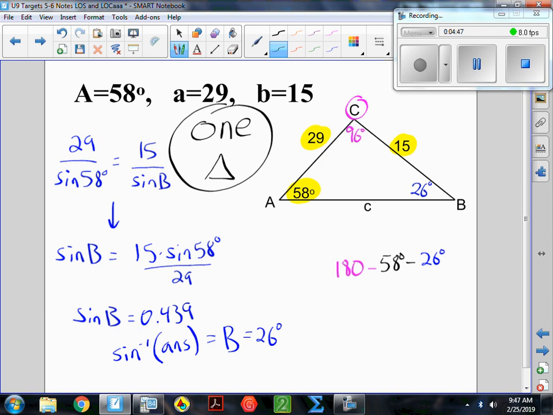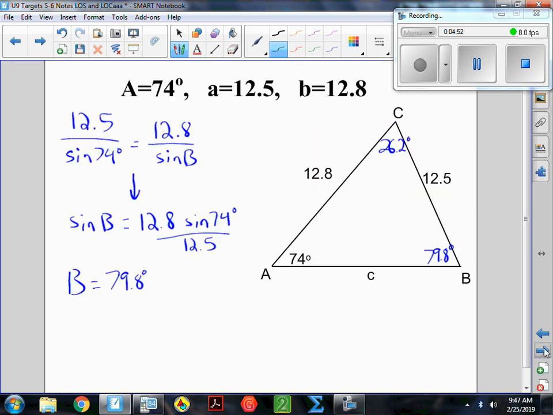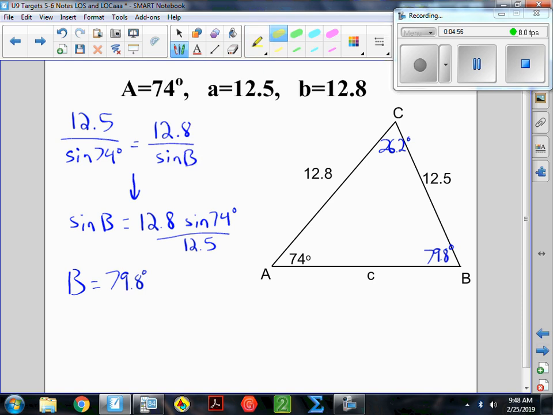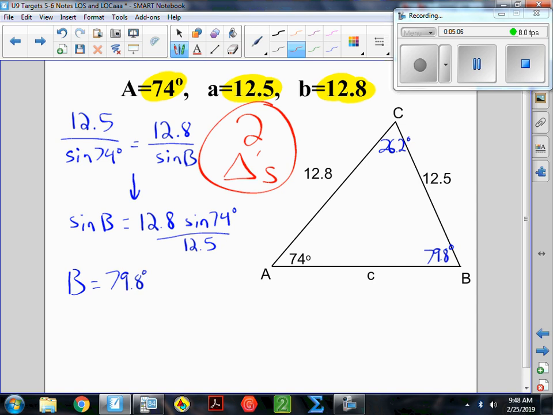Now that seems weird because every problem we've done has always given you one triangle. But on this second problem, the given information that I have, the 74 degrees, the 12.5 and the 12.8, are actually going to give me 2 triangles. And that's what's weird. So I'm going to show you where that second triangle comes from and how to do the math problem involving the second triangle.